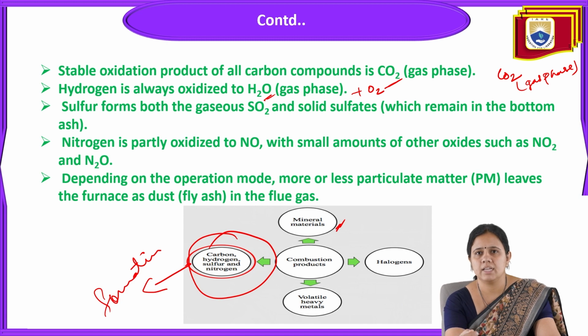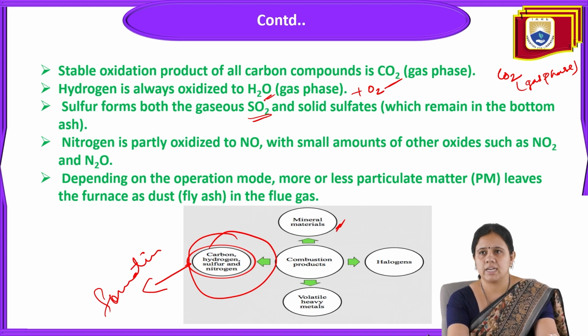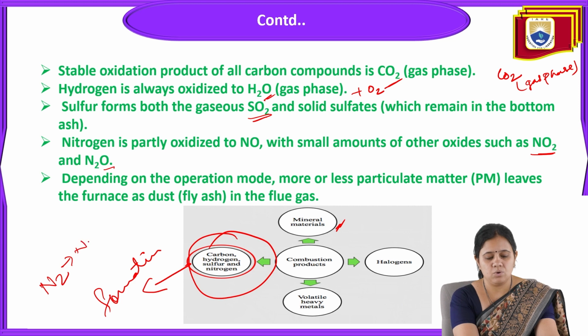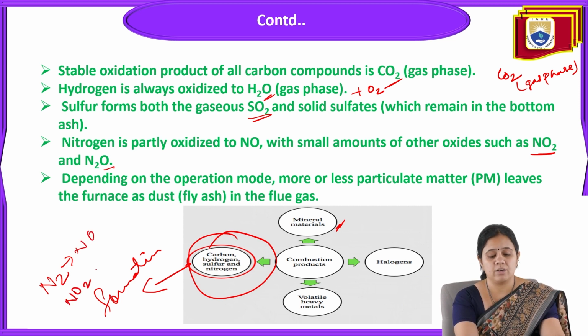Sulfur is already there in the waste, so sulfur will form gaseous SO2 and solid sulfate that remains in the bottom ash. Nitrogen, N2, is partially oxidized to NO, with a small amount of other oxides like NO2 or N2O.